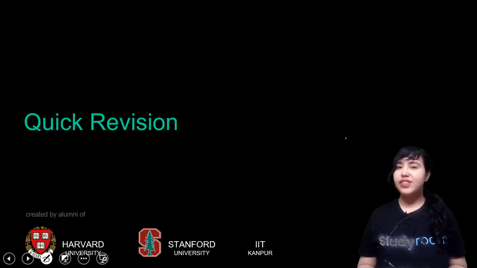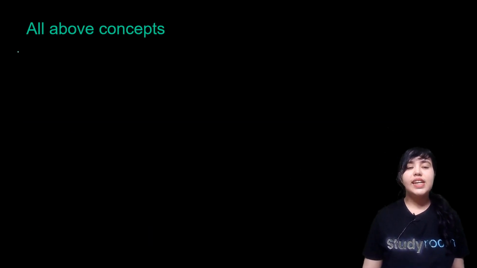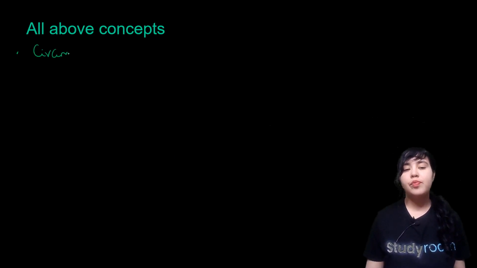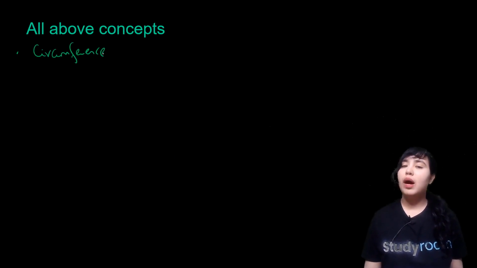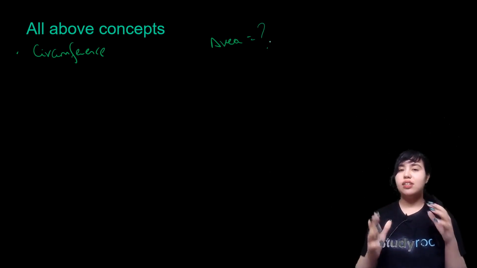So now time for a quick revision. We discussed in the very beginning that circumference of a circle is what? It is the boundary of a circle. And what do we mean by the area of a circle? By area we mean the total space which that circle is occupying.